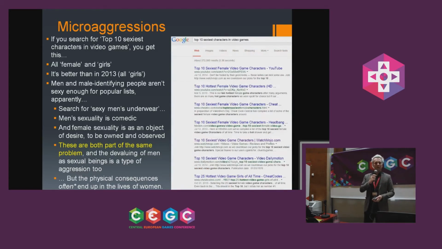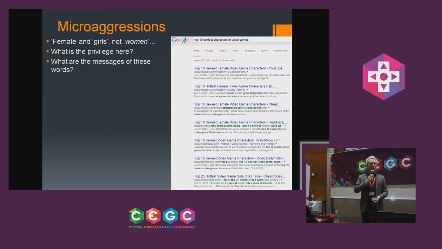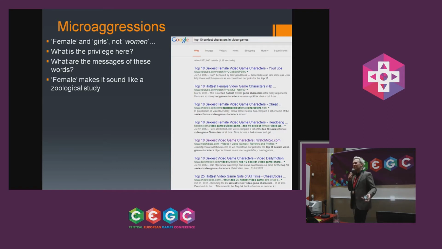So if we go back to here, we're back at this point. Female and girls, not women. What's the privilege here? What are the words meaning? What are they categorizing people as? What are the messages that we say here? Female makes it sound like a zoological study. The female adult baboon has turned her hind features towards the camera here. It's kind of weird. What is this sort of scientific categorization of the species? What's wrong with saying a woman?